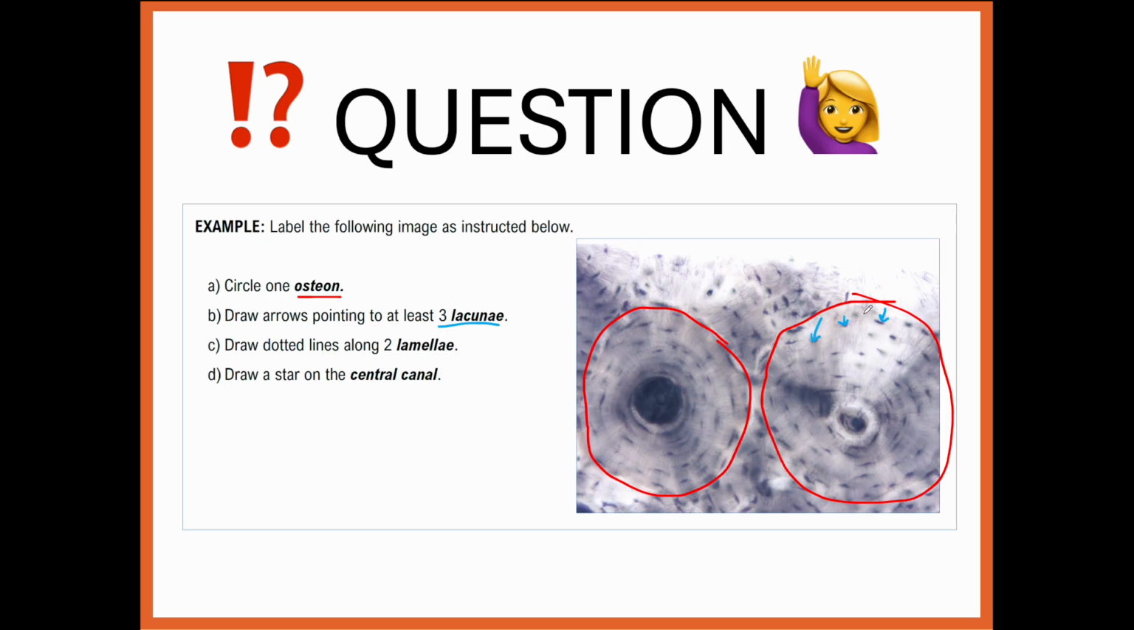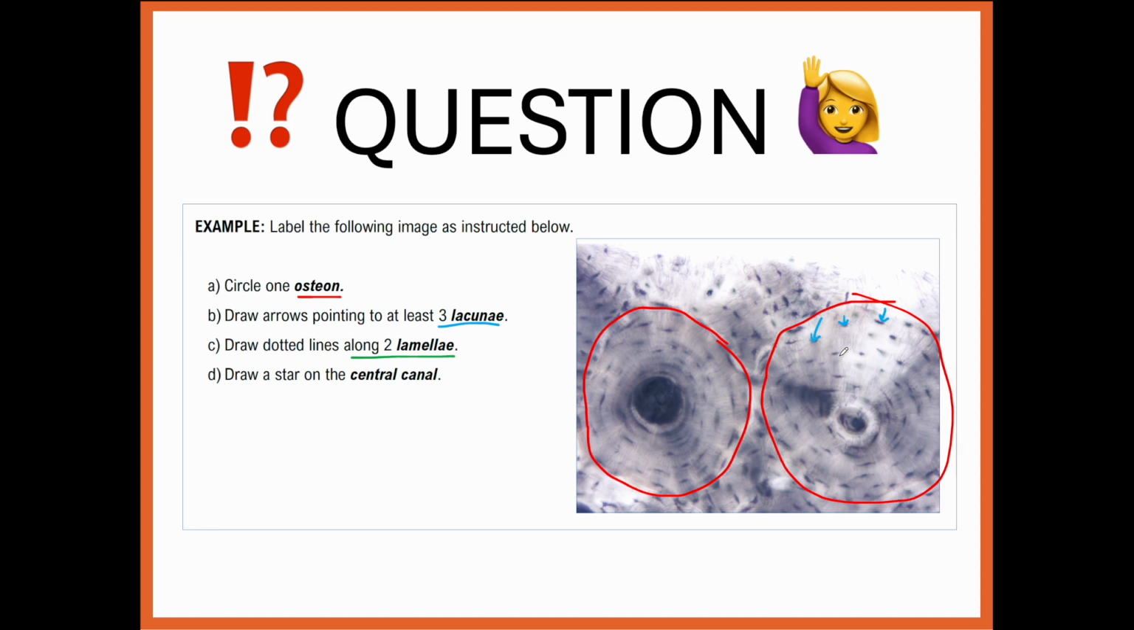I kind of drew on top of them, my bad. But you see these 3 little lacunae. Then it says over here, draw a dotted line along 2 lamellae, right? So I kind of see a concentric circle of them here. This might not be the best, but I kind of see a circle being formed around here.